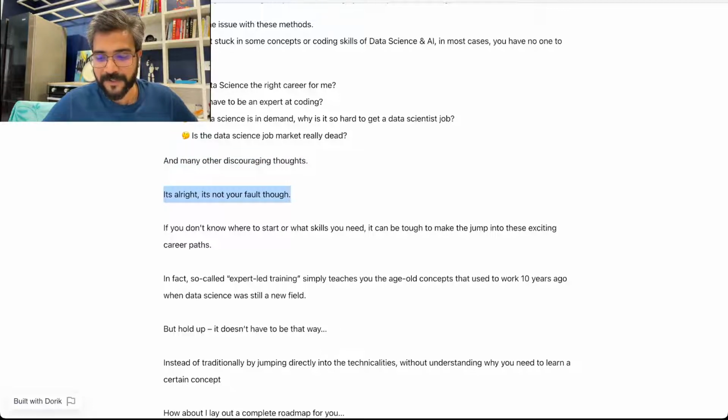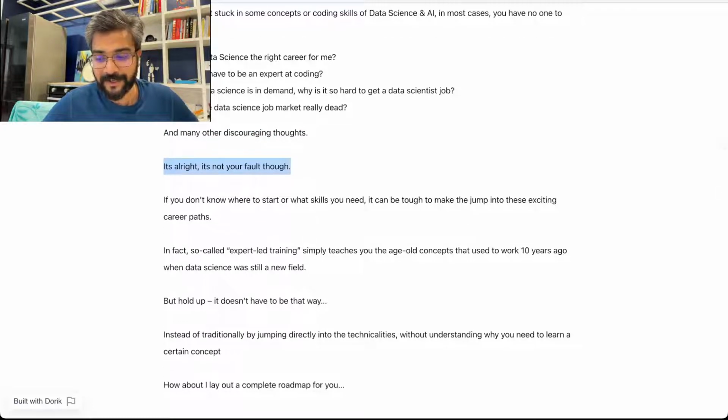If you don't know where to start or what skills you need, it can be tough to make the jump to these exciting career paths. In fact, so-called expert-led training simply teaches you the age-old concepts that used to work 10 years ago when data science was still a new field. But hold up, it doesn't have to be that way.